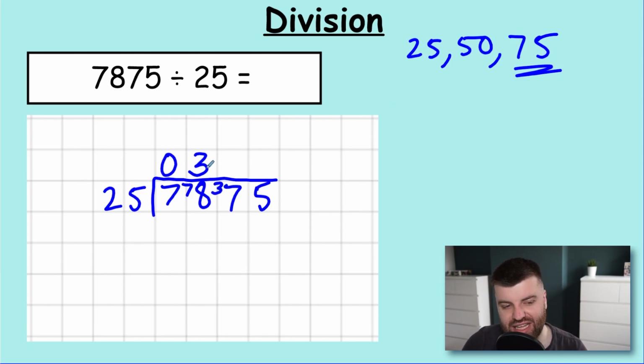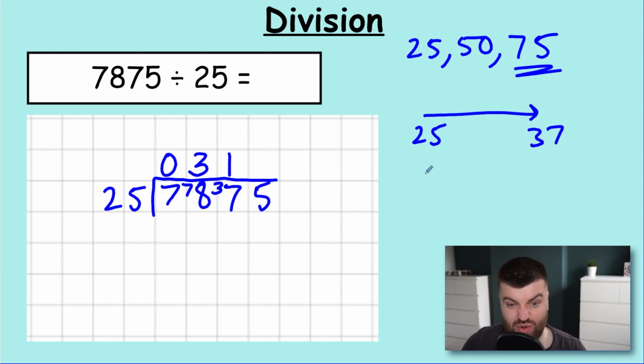How many times can I take 25 out of 37? Okay, well, think of it this way. This is trickier, obviously, but we can still do it. It's going to be 125. And then how many would be left over to get to 37? So it's just the difference between 25 and 37, which is 12.